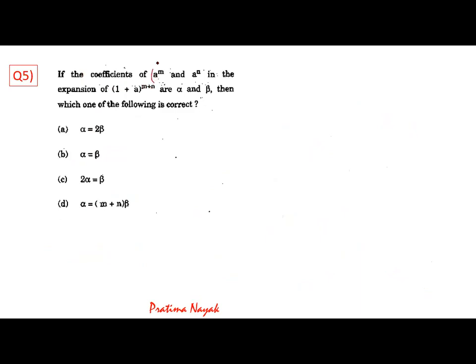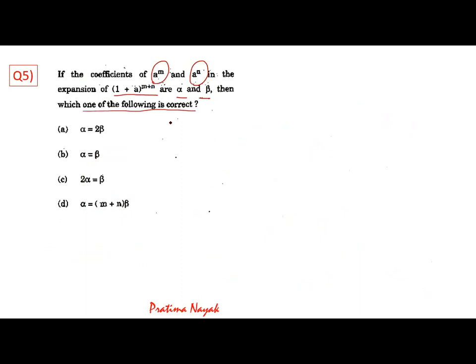The coefficients of a to the power m and a to the power n in the expansion of (1 + a) to the power m + n are alpha and beta. Which one of the following is correct? Alpha is equal to 2 beta, alpha is equal to beta, 2 alpha is equal to beta, alpha is equal to (m + n) into beta. This is a very simple question. This is also in NCERT.